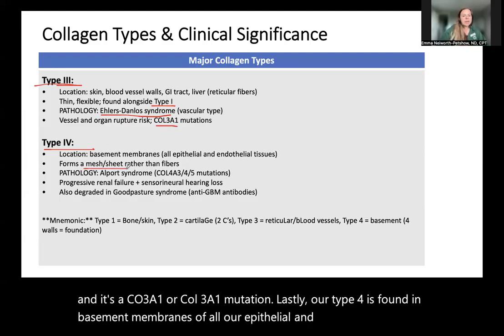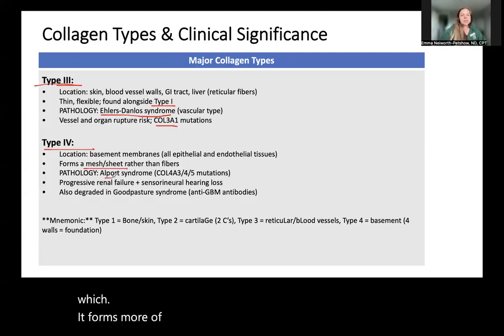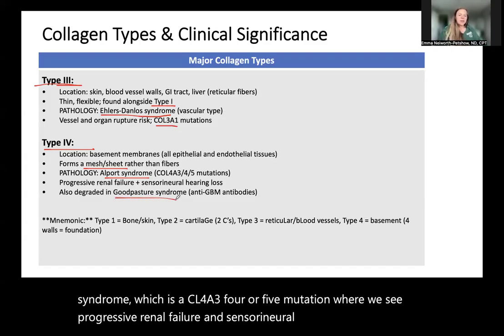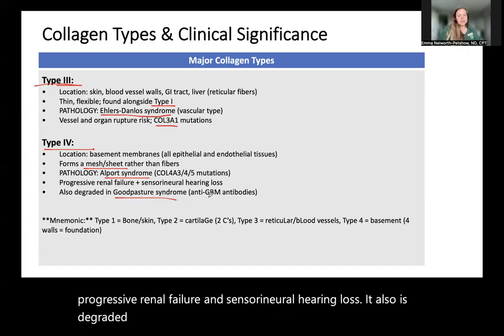Lastly, our type 4 is found in basement membranes of all our epithelial and endothelial tissues, which it forms more of a mesh sheet. The pathology is with Alport syndrome, which is a COL4A3, 4 or 5 mutation, where we see progressive renal failure and sensorineural hearing loss. It also is degraded in Goodpasture syndrome due to anti-GBM glomerular basement membrane antibodies.